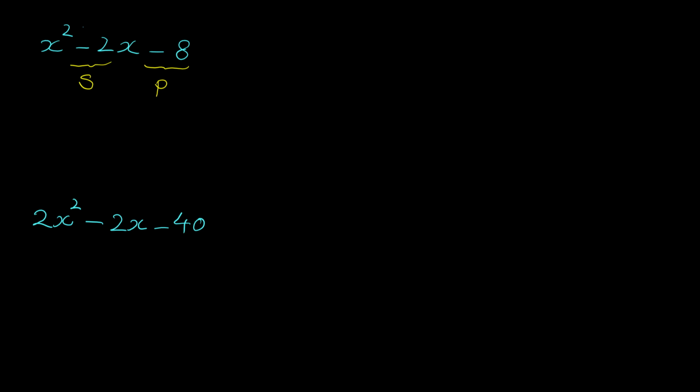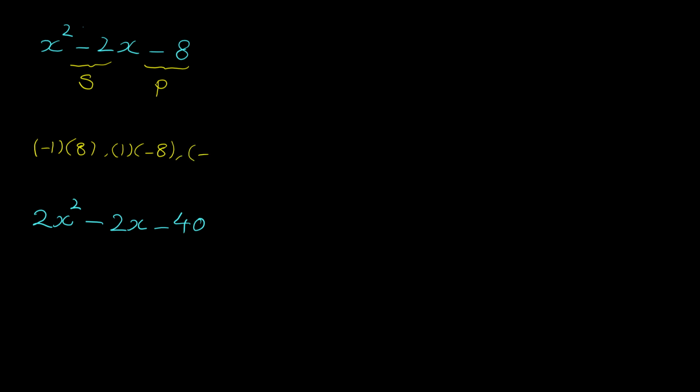Because negative times positive is negative. So this is important and it helps you to find the numbers easier. One number negative, the other one positive. And the sum should be negative 2. Two numbers that their product is negative 8. The numbers can be negative 1 times 8 or 1 times negative 8. None of these works because the sum of these pairs is not negative 2.